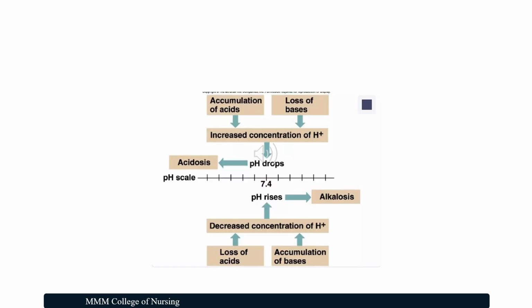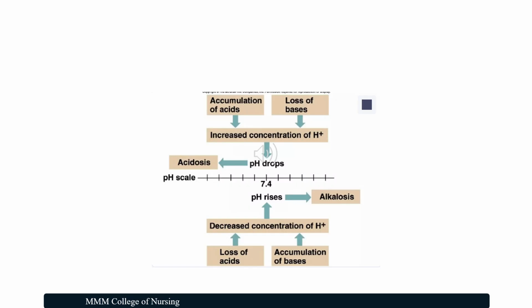Here we can see that when there is an accumulation of acid and a loss of base, it is accompanied by an increased concentration of the hydrogen ion. When there is an increased concentration of the hydrogen ion, the pH level drops. When the pH level drops, it results in acidosis.